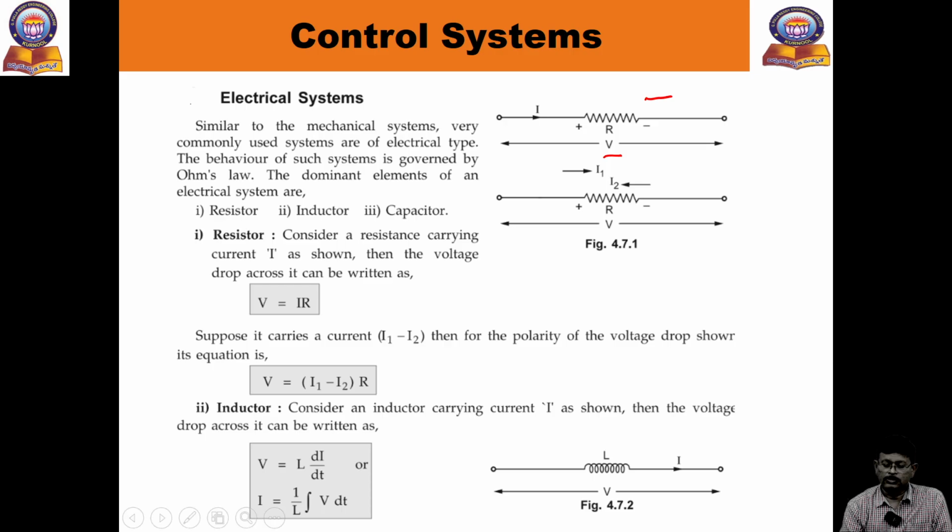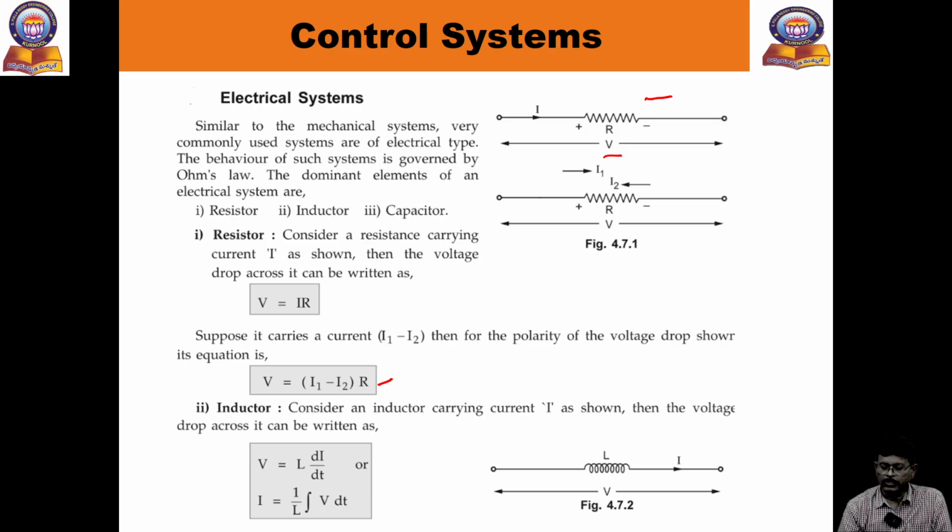Now suppose two currents are flowing, maybe from two sides. Sometimes in a closed circuit or network, two currents flow at a time in a resistor. In that case, V equals the difference of the two currents multiplied by the resistance, so V equal to (I1 minus I2) into R. Depending upon the direction, it may be I1 minus I2 or I2 minus I1.